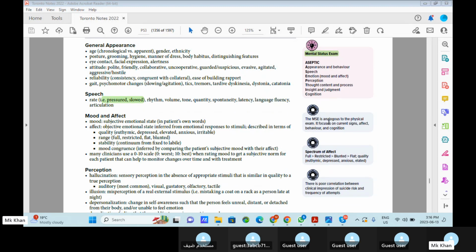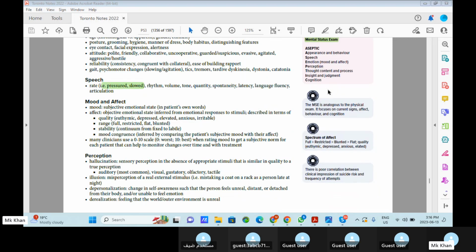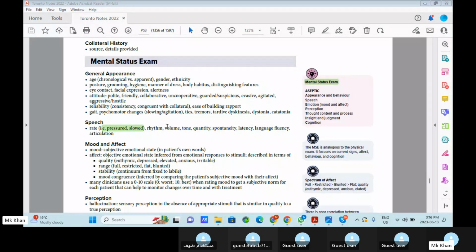And the MSE, that is the mental status exam, is analogous to physical exam. It focuses on current signs, affect, behavior, and cognition. So that's why it is very important to do the mental status exam. And then the second thing, after appearance, we are checking the speech.